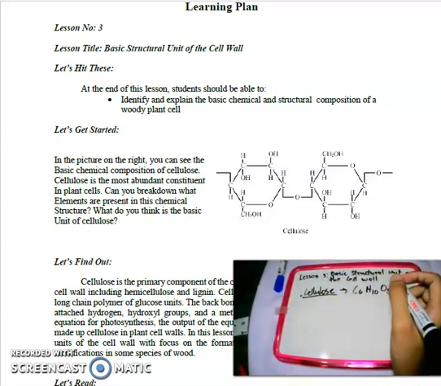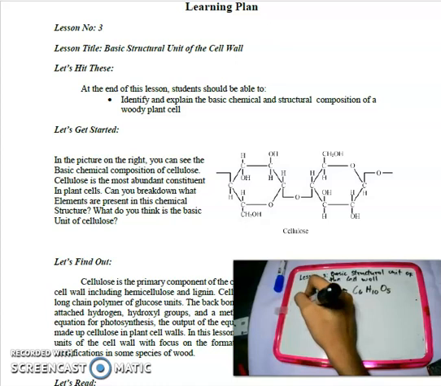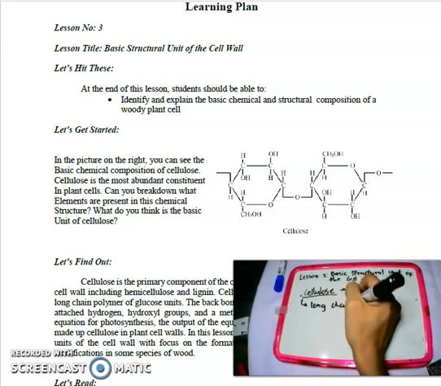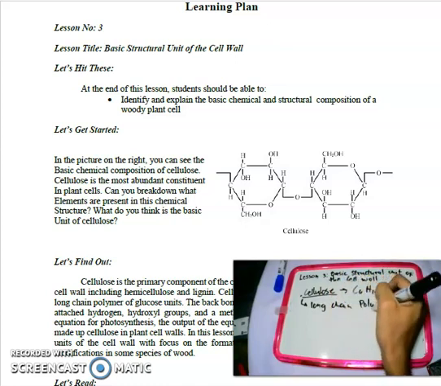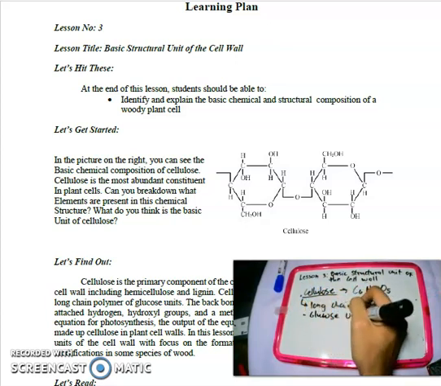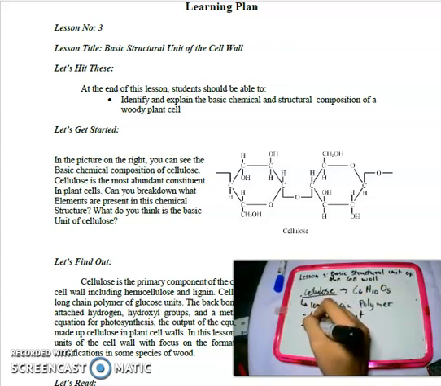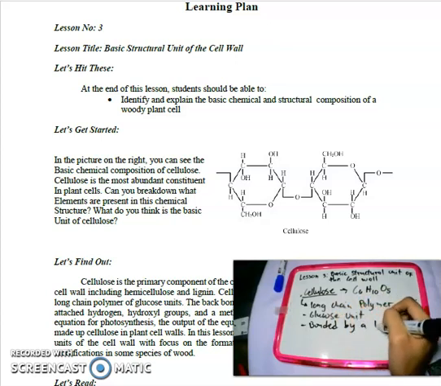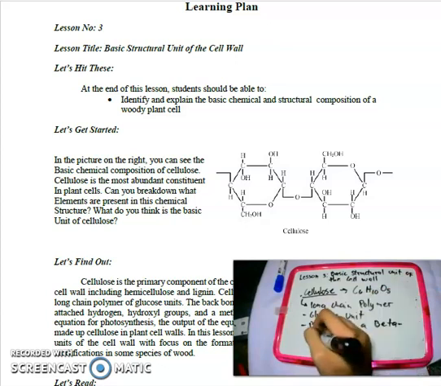Now, you need to understand cellulose is a long chain polymer of glucose units bonded by a beta-glycosidic bond.